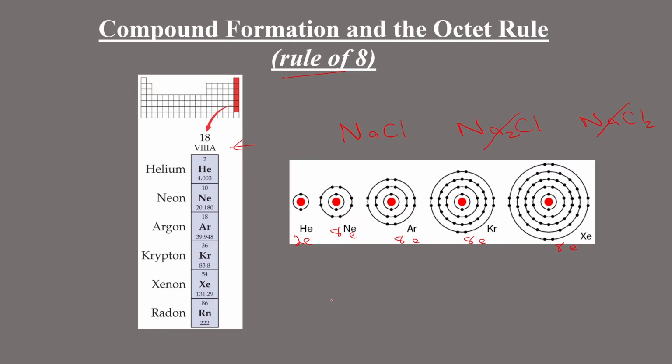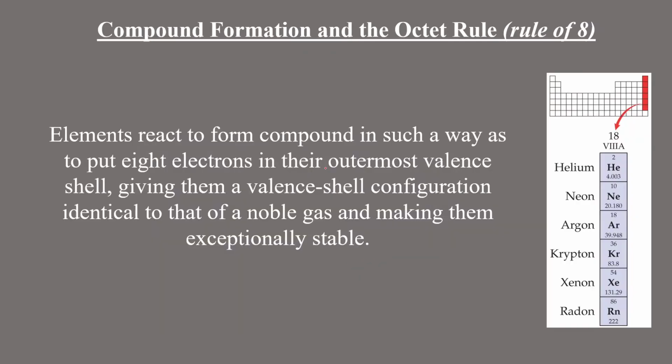It was interpreted that noble gases are unreactive because of their electron configuration, or because of having 8 electrons in their valence shell. American chemist Gilbert Lewis used this observation to explain the types of ions and molecules that are formed by other elements, and he called this explanation the octet rule. According to the octet rule, elements react to form compounds in such a way as to put 8 electrons in their outermost valence shell, giving them a valence shell configuration identical to that of noble gases and making them exceptionally stable.